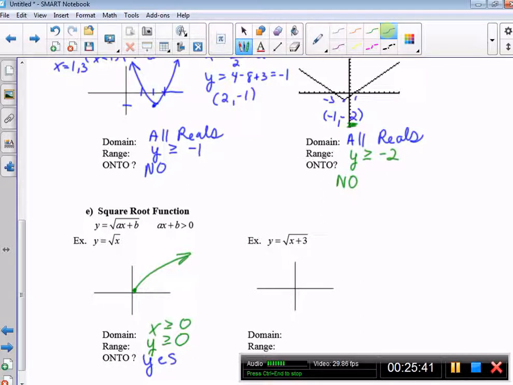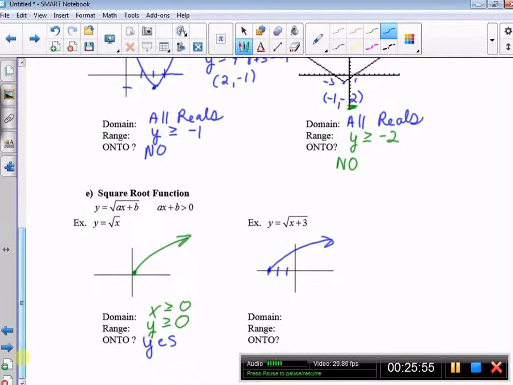Okay, the next one, y equals the square root of x plus 3, is going to start back here at -3 and take on that same kind of pattern as the first one. The domain is going to be x is greater than or equal to -3, and the range is y is greater than or equal to 0. And this is also onto. Every possible y coordinate from a square root graph is going to be used. So that is onto.